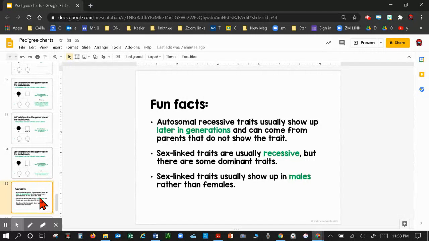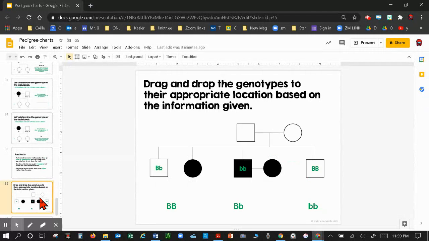So, just a couple fun facts to wrap this up here. Autosomal recessive traits usually show up in later generations, and they can come from parents that do not show the trait. Sex-linked traits are usually recessive, as I shared earlier, but some are dominant, and the ones that we cover in class will typically not be the dominant ones. Sex-linked traits usually show up in males rather than females, as I shared earlier as well.